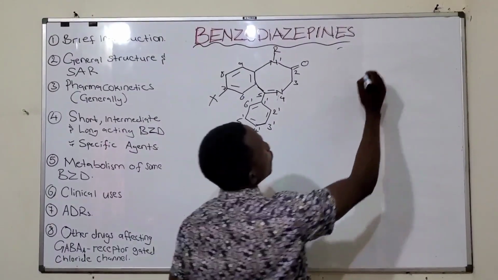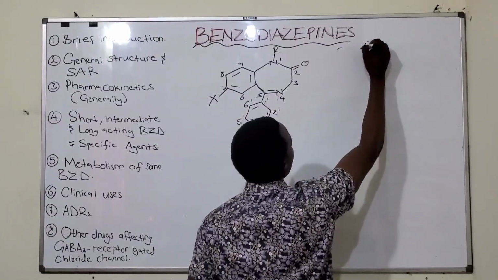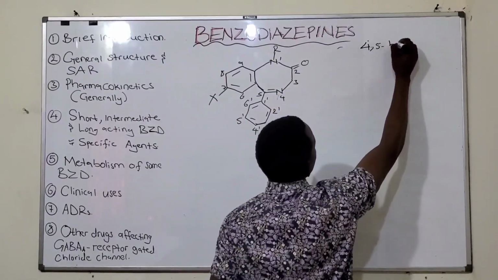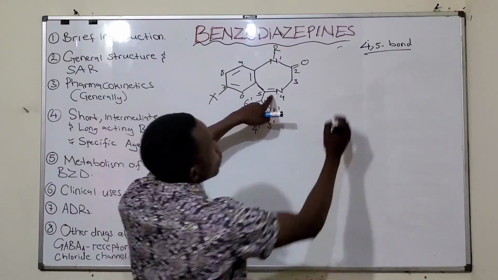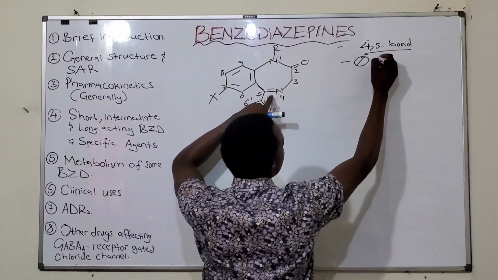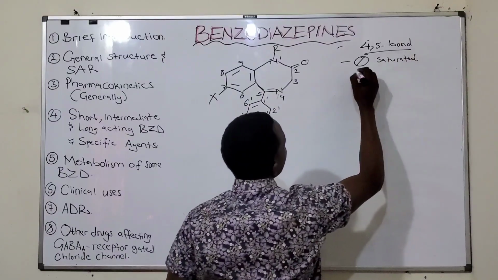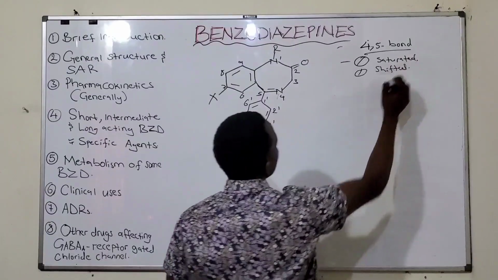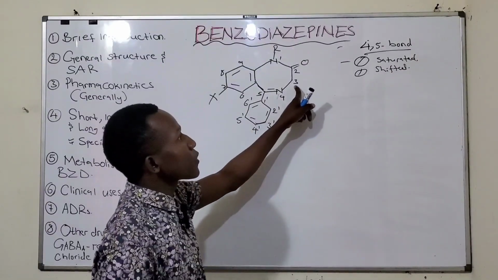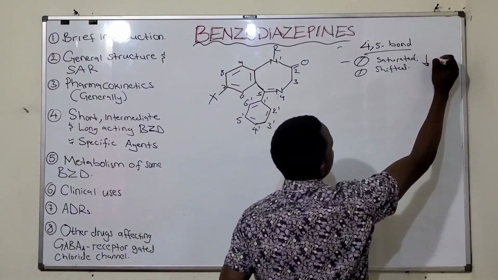When it comes to position 4, this position 4-5 bond, the 4-5 double bond. This double bond should not be saturated or shifted. If it is shifted maybe to the 3-4 position, this decreases the activity.